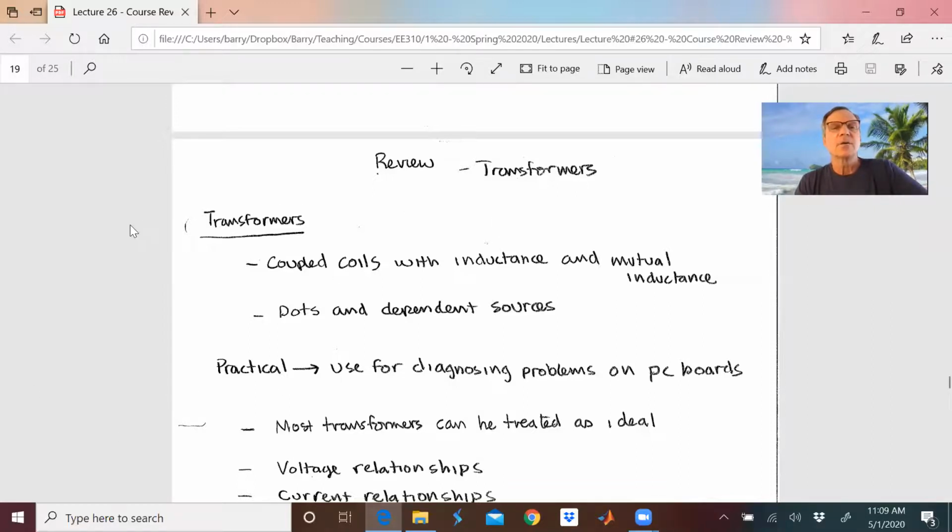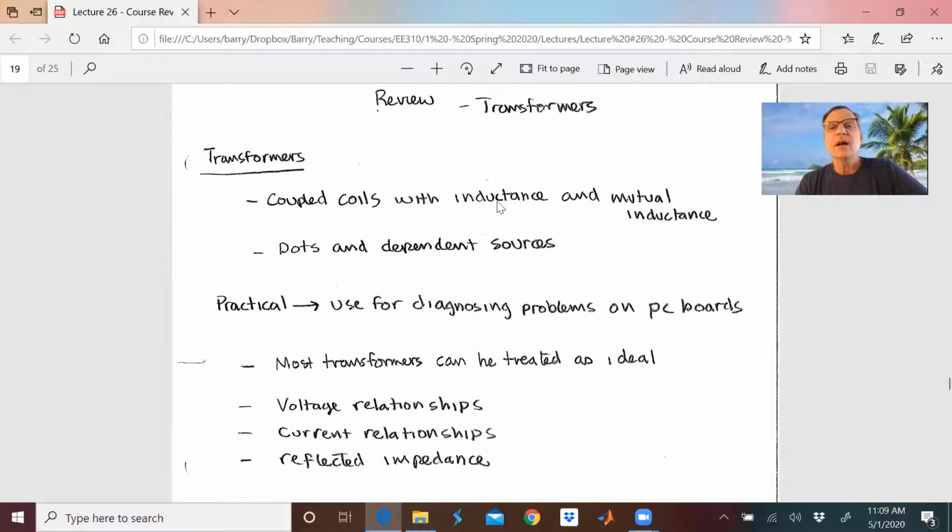Okay, now let's go into transformers. So we have coupled coils with inductance and mutual inductance. That was one set of problems that we did. And in those, these are non-ideal transformer problems. We dealt with the inductance and the mutual inductance because the coupling was not always perfect coupling. We had dots, we had dependent sources. And what's the practical part of coupled coils with inductance and mutual inductance? Radio frequency people have to always pay attention to this because their transformers really cannot always be treated as ideal.